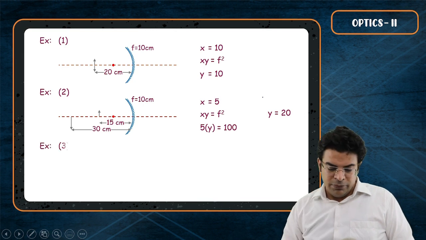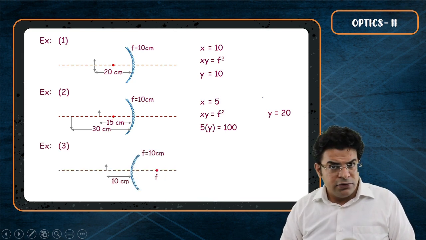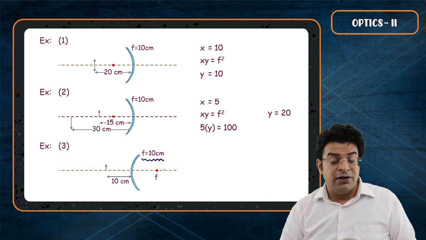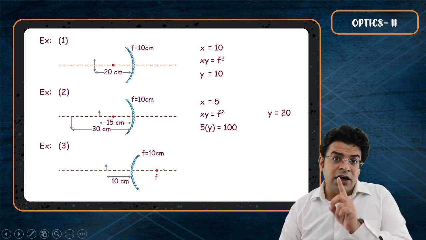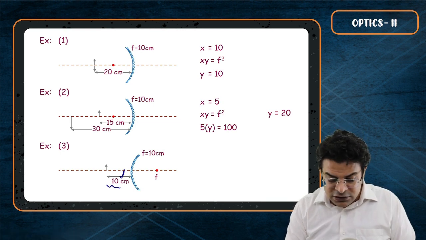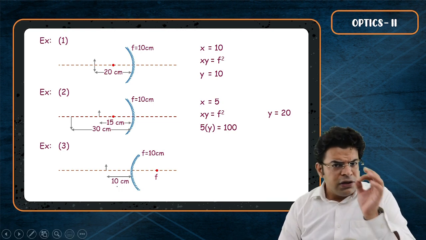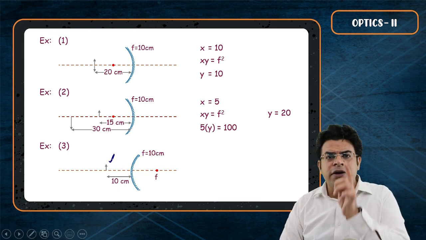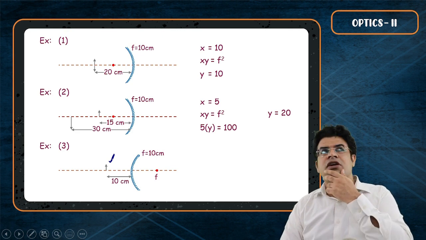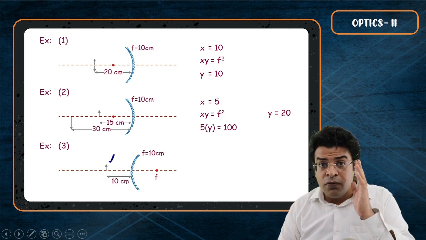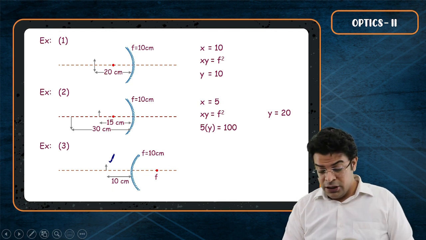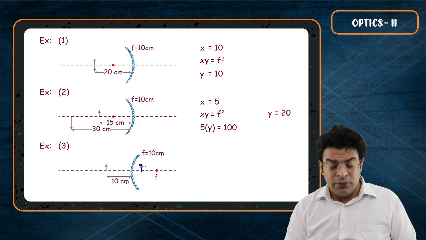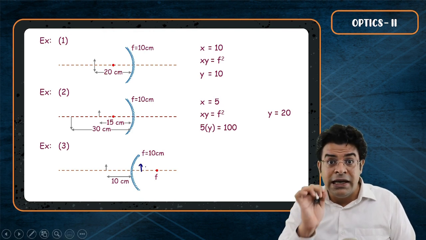Let's see one more example. Let's say you have this case. You have a convex mirror and the focal length of this convex mirror is 10 centimeter and you have placed an object in front of the mirror at a distance of 10 centimeter. Without even raising pen, can you tell me, for a real object, which type of image is formed by a convex mirror? So sir, for all real objects, the convex mirror forms a virtual image between focus and pole. These images are virtual, erect, diminished.